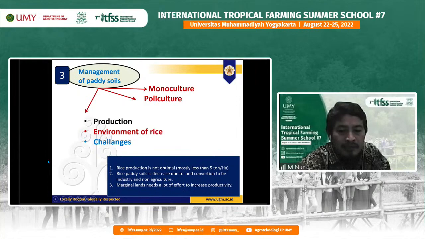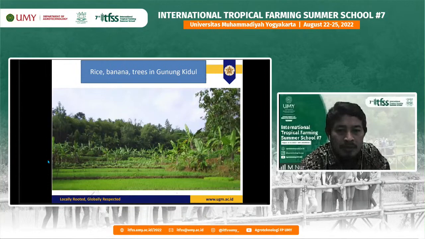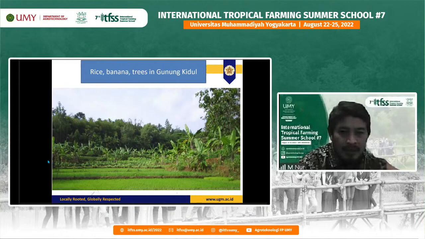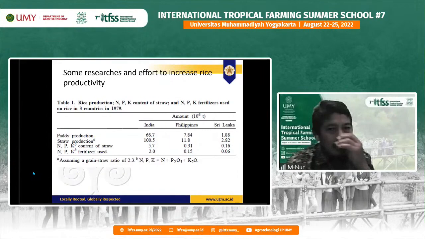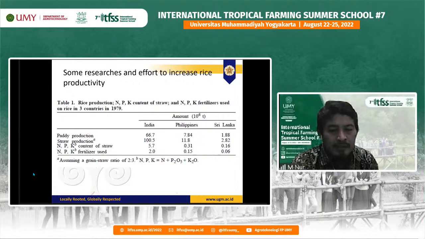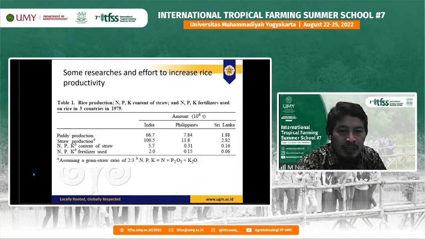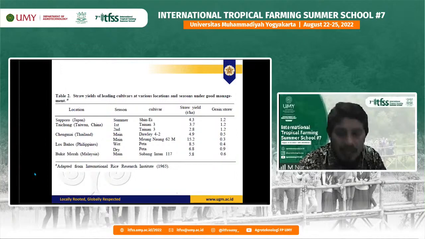This one is monoculture rice, I think, and this one is also rice with other plants like banana and trees. This one is also rice, and also trees. In Gunung Kidul, some farmers cultivate corn, peas, and so on. This one is research about rice. Actually, we have many alternatives to improve rice, especially by incorporating straw. I just want to show it briefly. There is also research in many countries like Japan, Thailand, Philippines, Malaysia, and Indonesia.